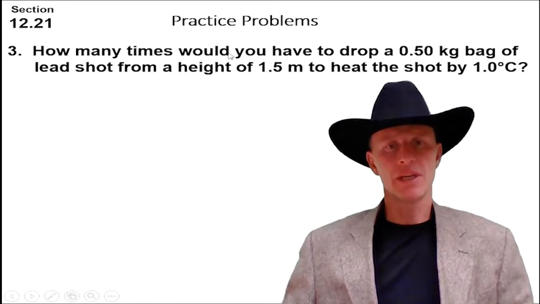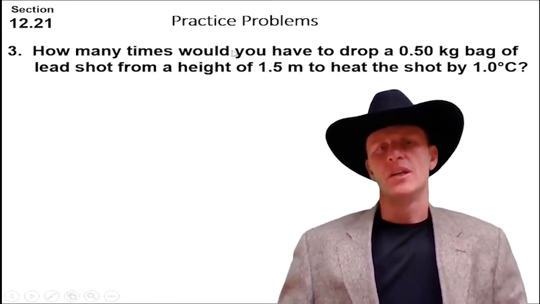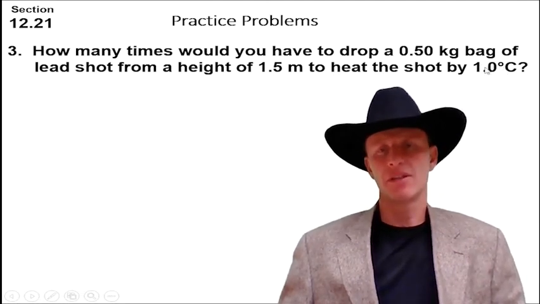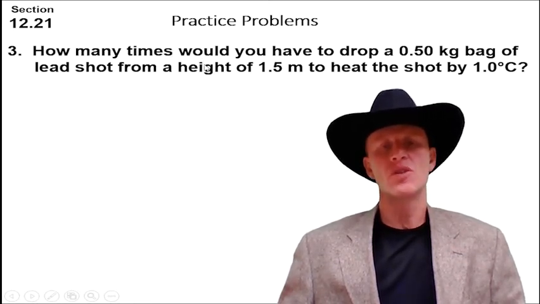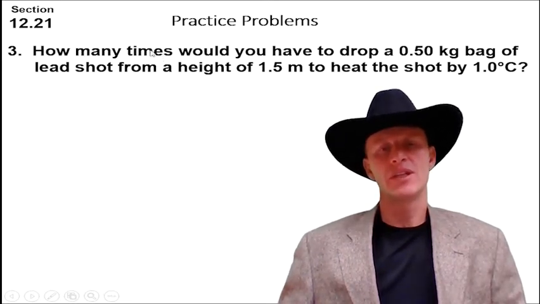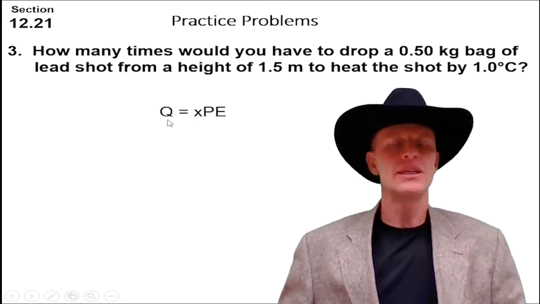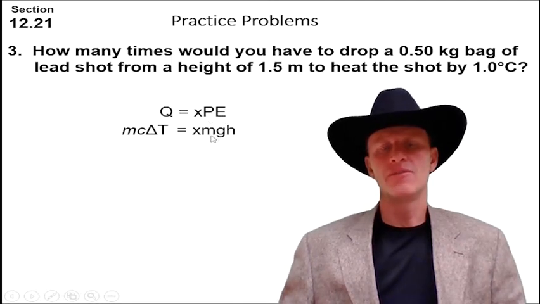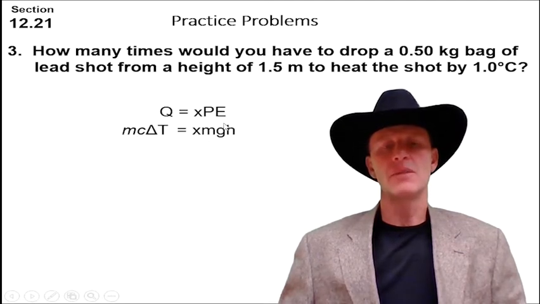This one says, how many times would you have to drop a bag of shot in order to raise its temperature by a degree? I see the degree symbol, and I see from a height. That right there tells us the two energies talked about, but this one's a little different. It says, how many times would you have to drop it? So we can throw a variable, x, into our equation. How many PEs is equal to the 1 Q? x times PE equals Q. Q's formula would be mc delta T. PE's formula would be mgh. Both are talking about the bag of shot.